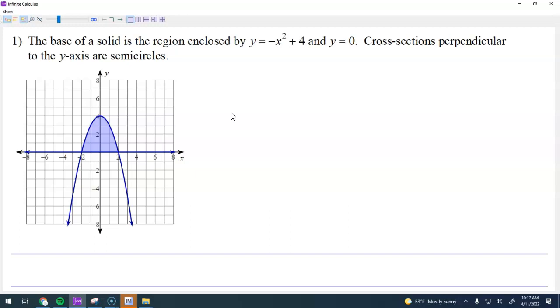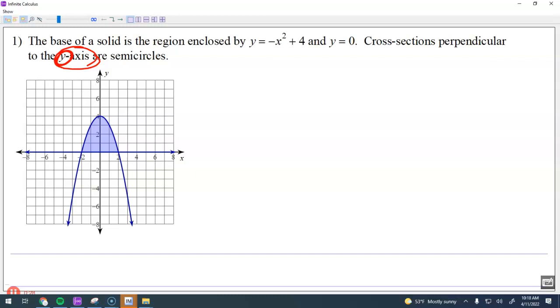Alright, back to cross sections. Now they're perpendicular to the y-axis. So, when you are perpendicular to the y-axis, every single variable that goes in your equation needs to be a y. So the bottom and the top become your endpoints. Those are y values, like the lower and the upper.